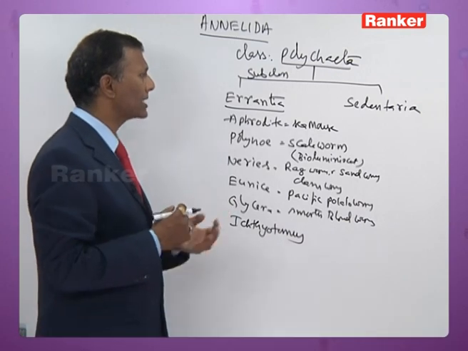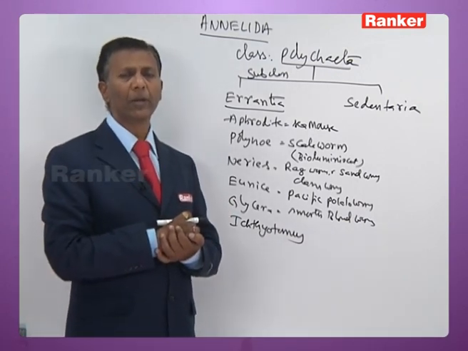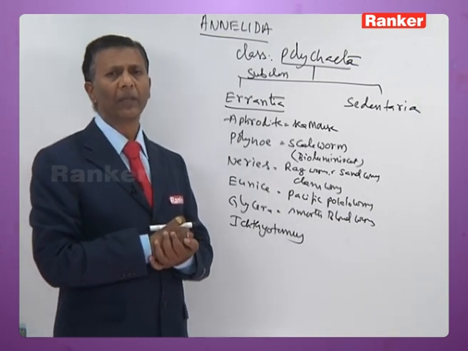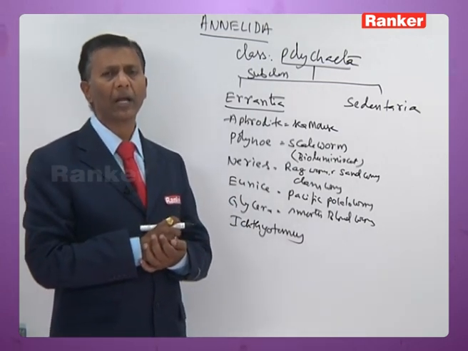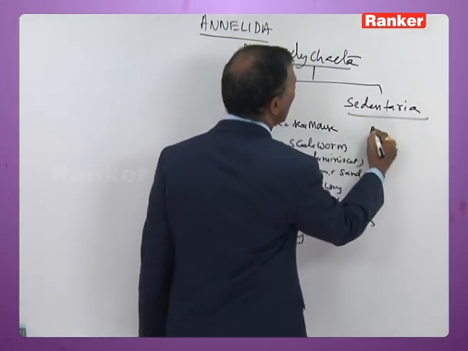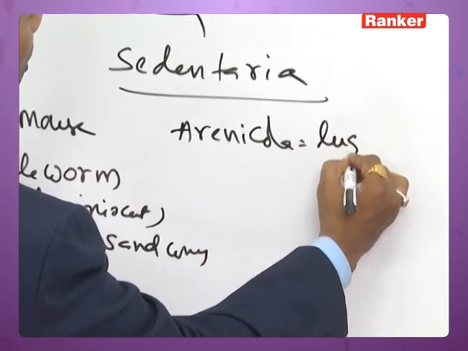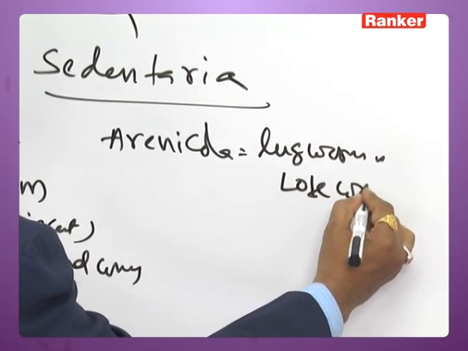Then next you take Sedentaria. As I said, sedentarians are sedentary. They live in permanent tubes. Head is indistinct. Parapodia are feeble, and parapodia are without acicula, and most of them are detritivores. Under Sedentaria, you have examples like Arenicola, commonly called lugworm or lobeworm.